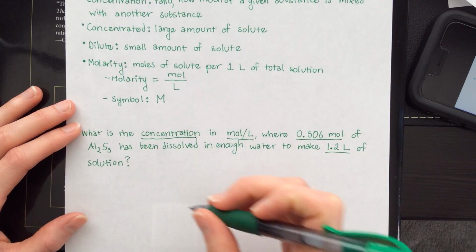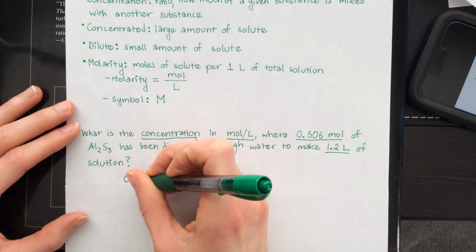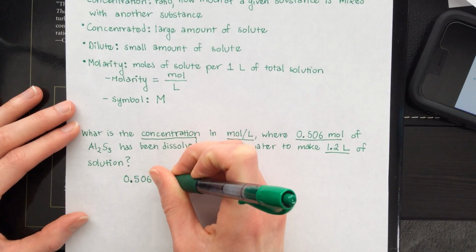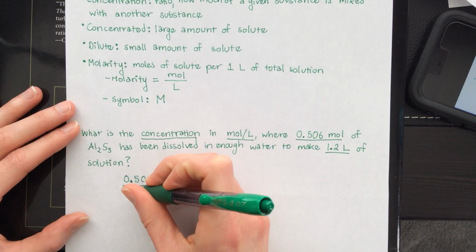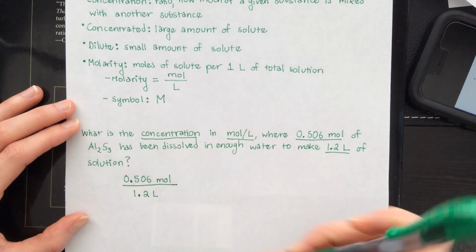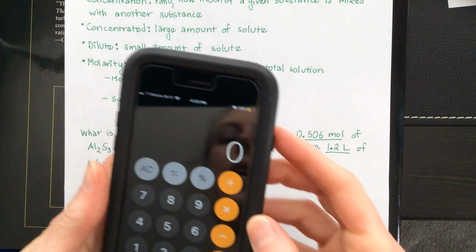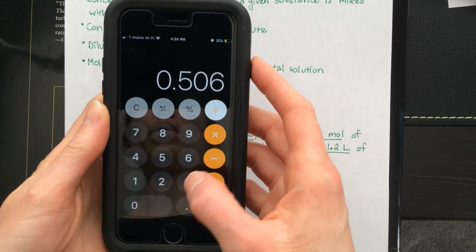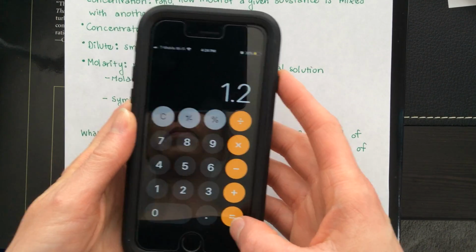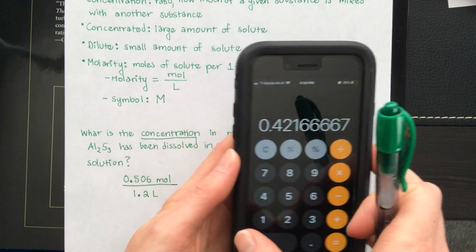So for this problem, to find the concentration or the molarity, you would take the 0.506 moles and divide it by the 1.2 liters. And then you can do that on your calculator, and you can even do it on your phone. So I have my phone right here. I'm going to show you. So you just do 0.506 divided by 1.2, because that's what our fraction is. And I get 0.42.